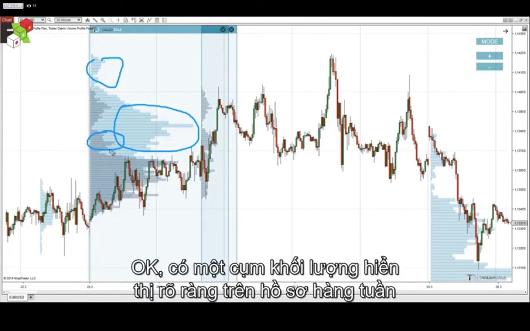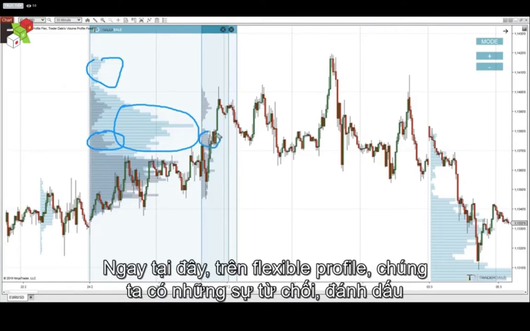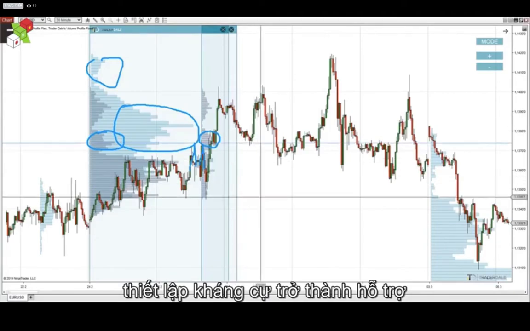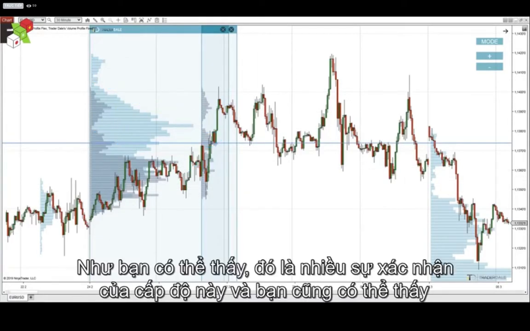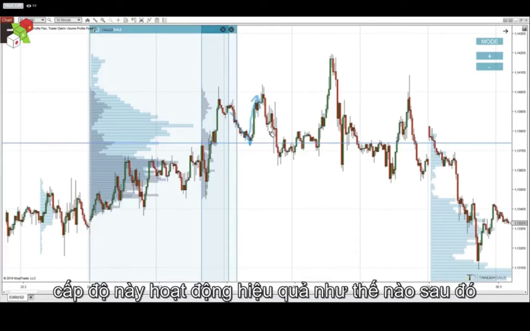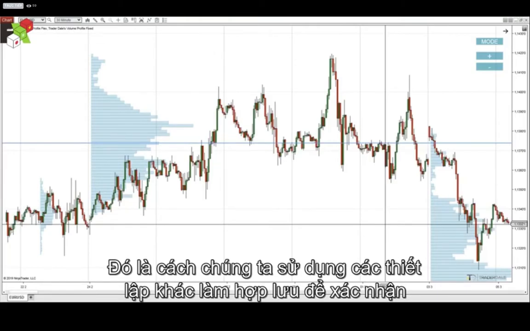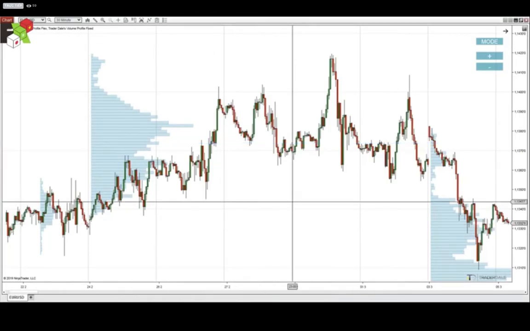Alright, so there was a volume cluster nicely visible on the weekly profile. Right here, on the flexible profile, we had those rejections marking resistance becoming support setup, and all this at this level. As you can see, those are multiple confirmations of this level, and you can also see how nicely the level worked afterwards. Alright, so that's how you use other setups as confluence to confirm your trading idea.